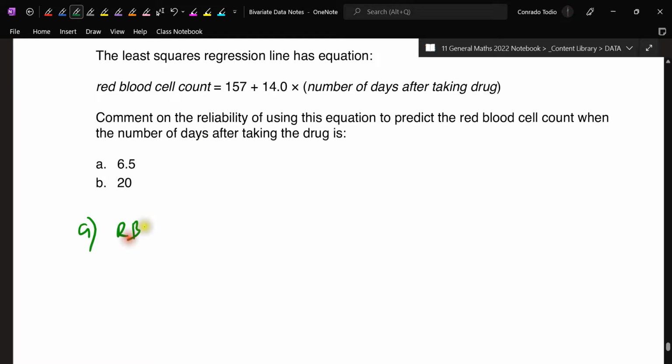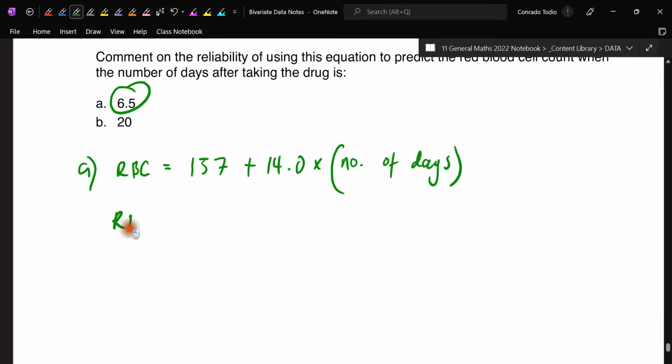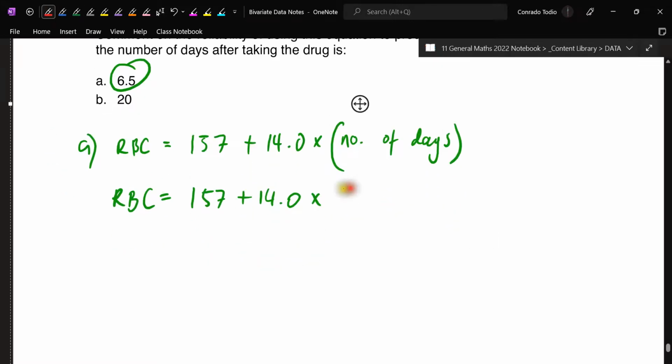I'm just going to go RBC for red blood cell count is equal to 157 plus 14.0 times number of days, to save some time. I'm not going to write the whole thing because I think you guys get it. So for the first prediction, we're trying to figure out a prediction for 6.5, the number of red blood cells count. So on my formula, all I'm changing is 157 plus 14.0 times number of days, which is 6.5.